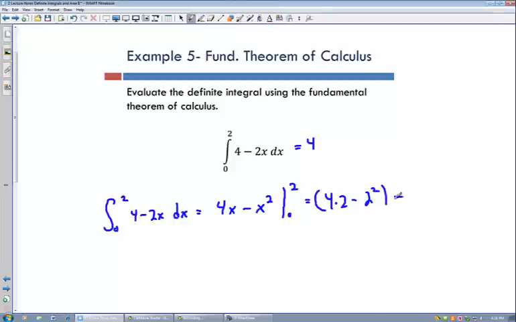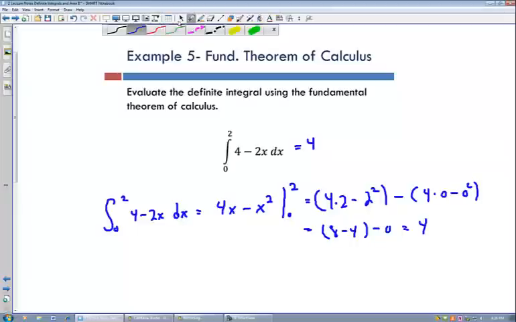And then you subtract off when you plug in the lower limit: 4 times 0 minus 0 squared. So this is going to equal 8 minus 4, and of course this term is minus 0. And I'm going to get back 4. Notice, again, this is what the fundamental theorem tells me to do. Up here, let me write it down again.